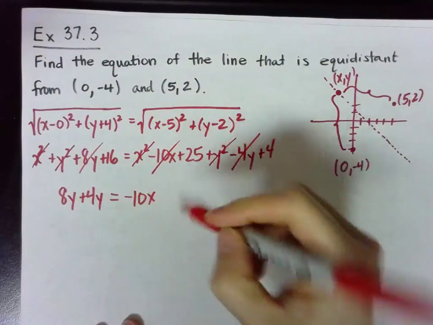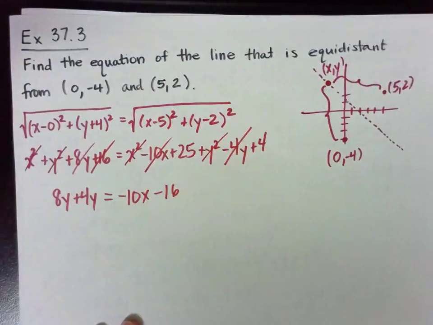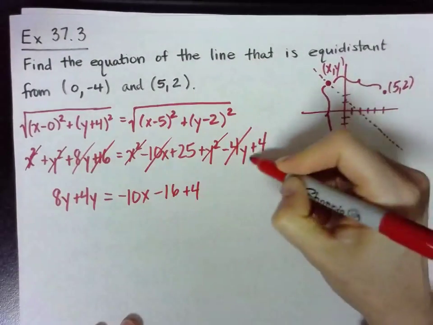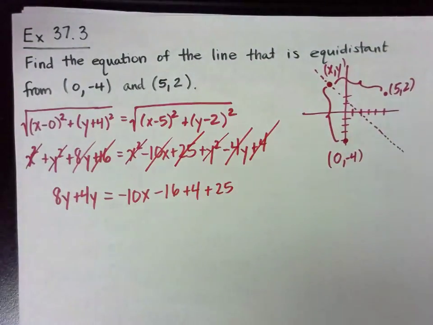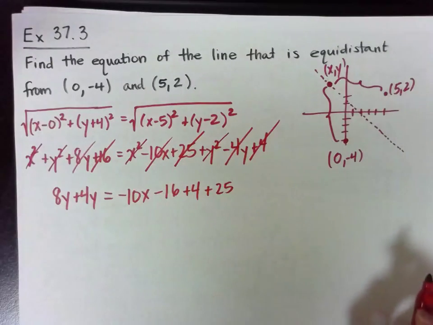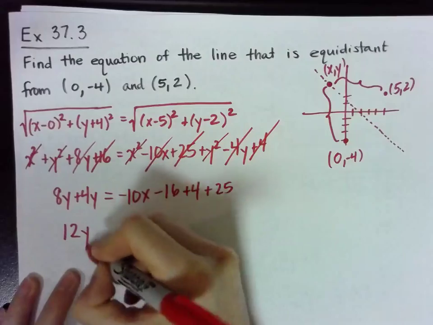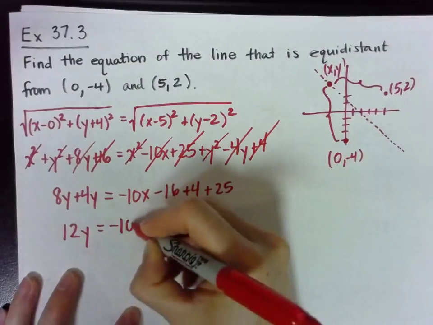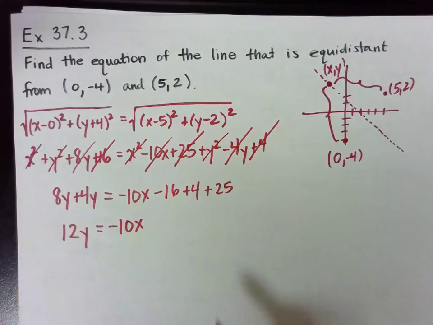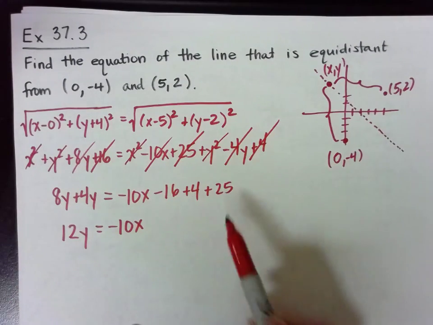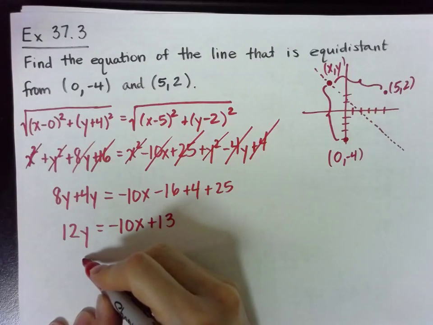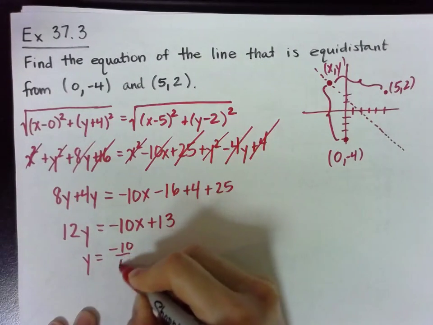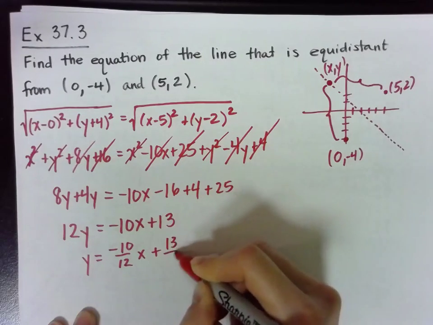And then we need to subtract the 16 to move that over to the right. And we have the positive 4, and that should take care of, oops, and we have a positive 25. That's why I cross them out, to make sure I don't forget anything. So this leaves us with 12y equals negative 10x. And then this would be negative 12, and so that would be plus 13. Dividing both sides by 12, we get y is negative 10 twelfths x plus 13 twelfths.